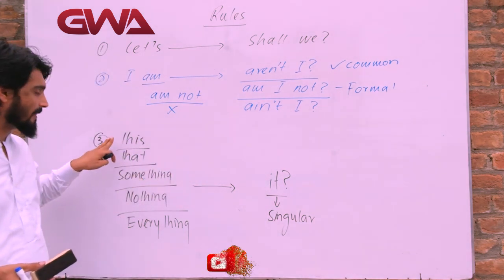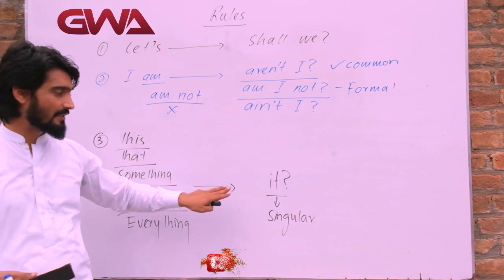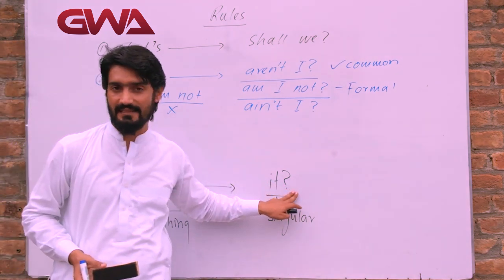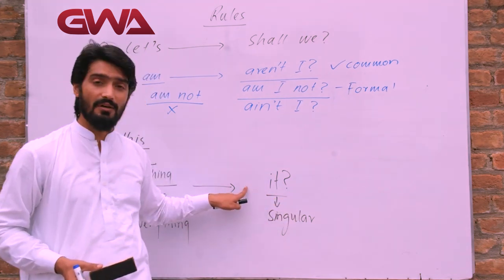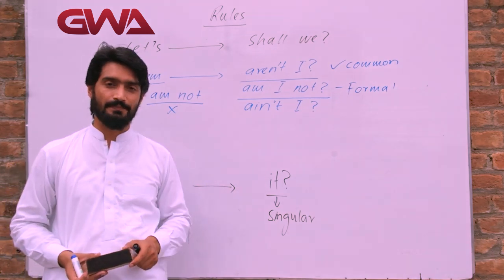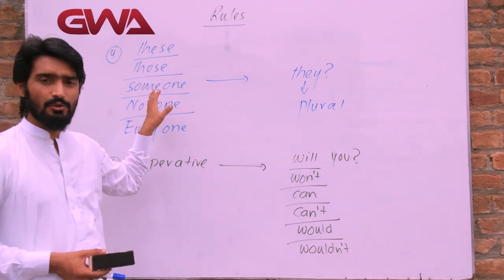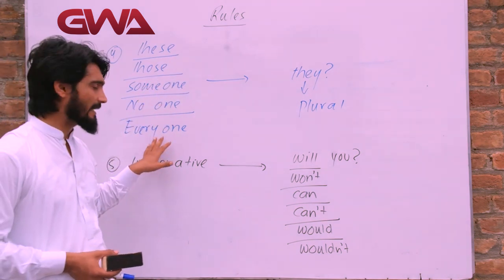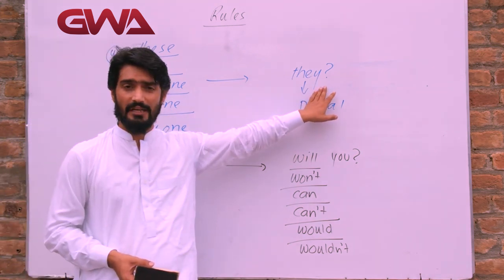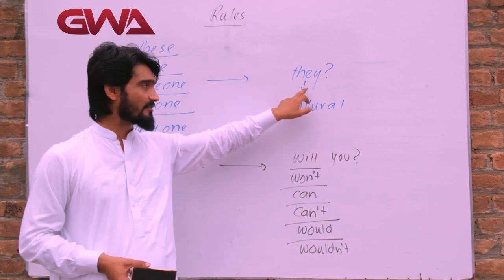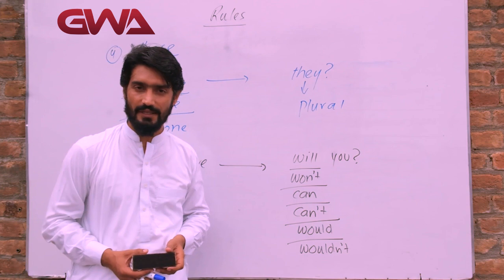Rule number 3, when we have this, that, something, nothing, everything, in tag question we will have it. Now remember one thing, it is singular, so auxiliary must be singular. Rule number 4, when we have these, those, someone, no one, everyone, somebody, nobody, everybody, in tag question we will have they for them. And remember, they is plural, so we will have a plural auxiliary before they.